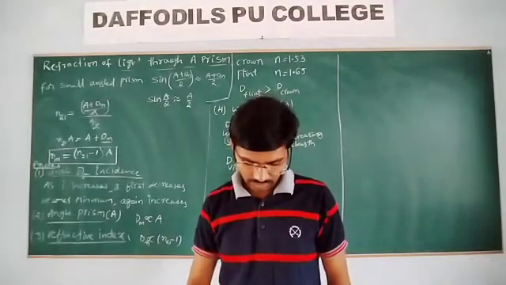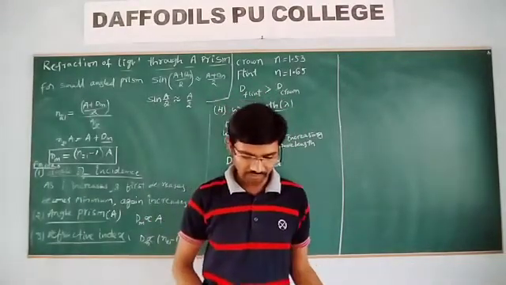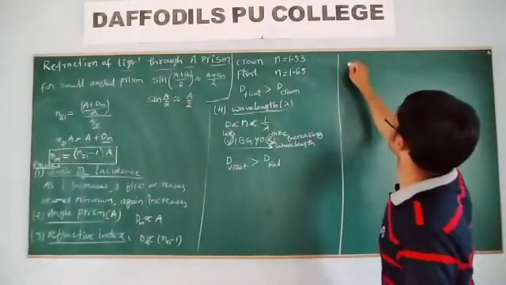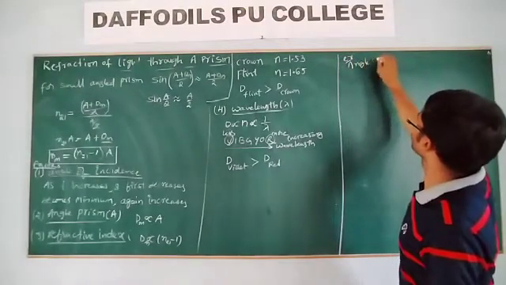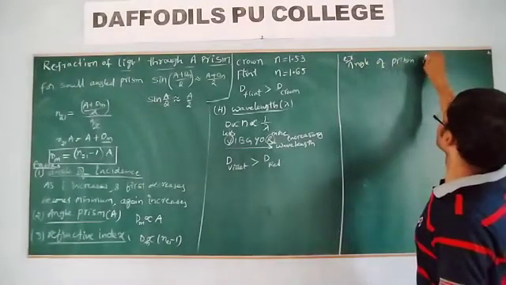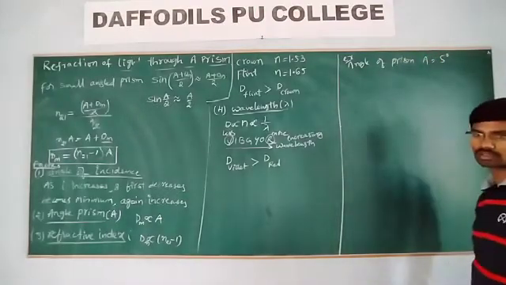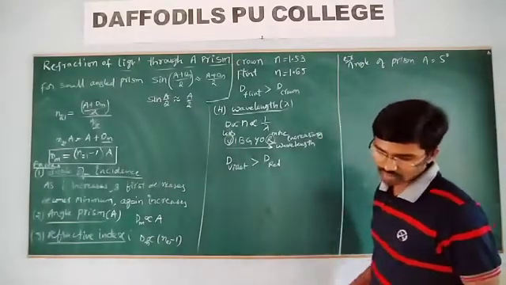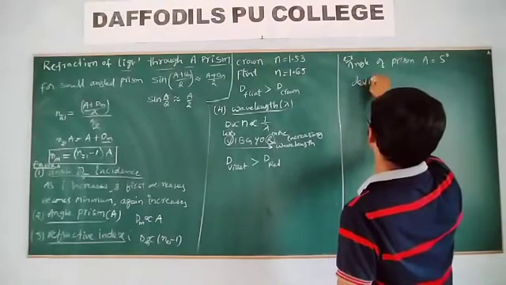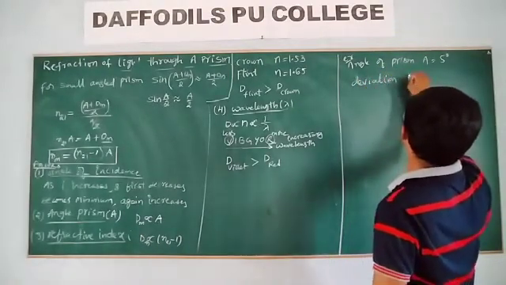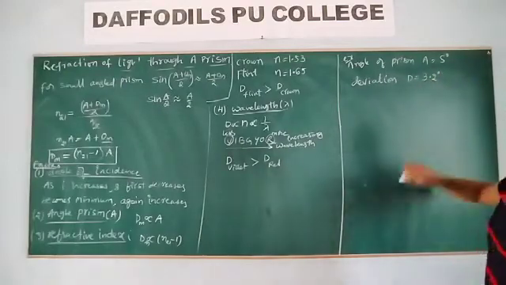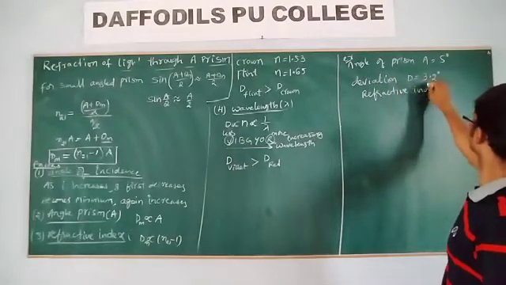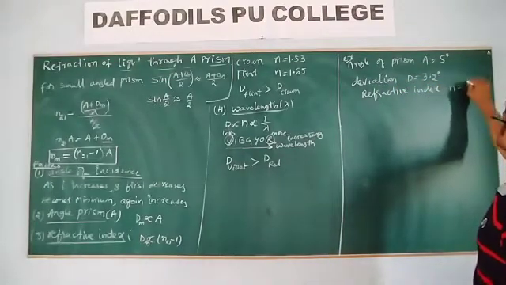A thin prism of angle 5 degree has a deviation of 3.2. For a small angle prism, for example, the angle of prism A is equal to 5 degree and the deviation is given as 3.2 degree. Then what is the refractive index of that prism? Refractive index of the prism n is equal to what?